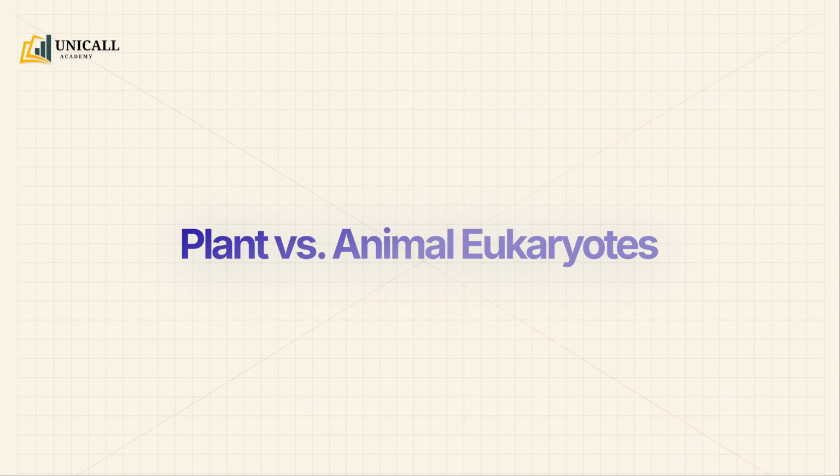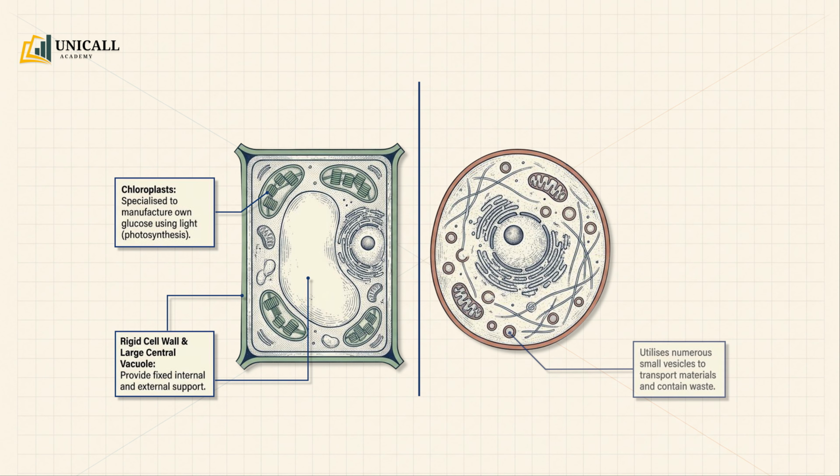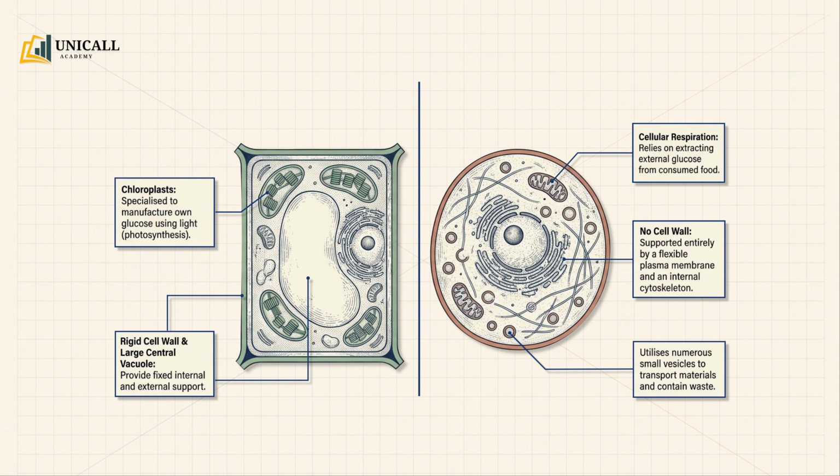Plant versus animal eukaryotes. Even within eukaryotes, there is a clear division between plant and animal architecture. Energy source. Plant cells use chloroplasts to manufacture their own glucose through photosynthesis. Animal cells rely on cellular respiration by extracting glucose from food they consume.